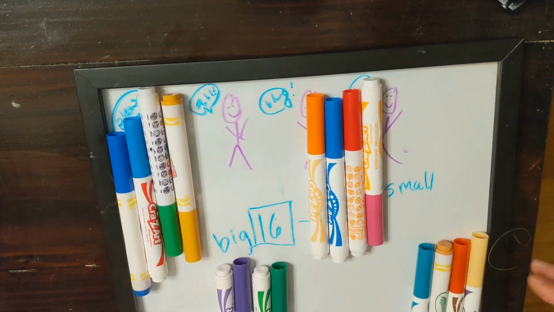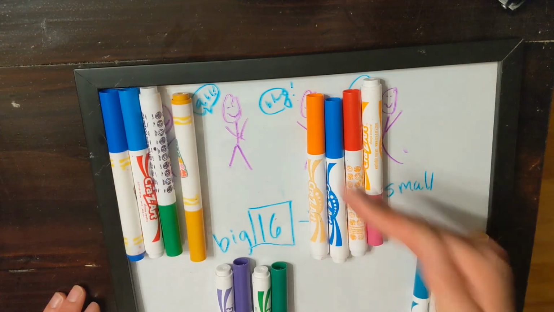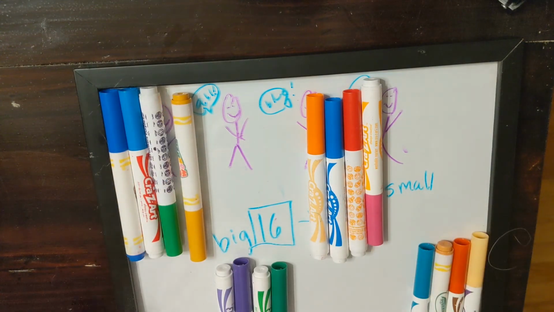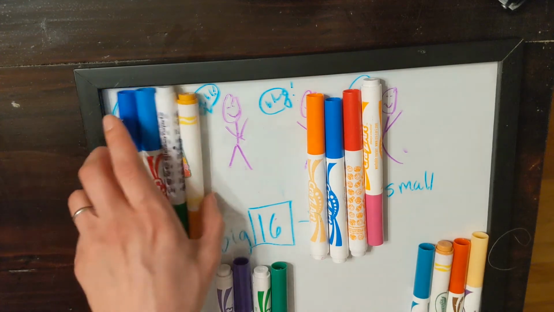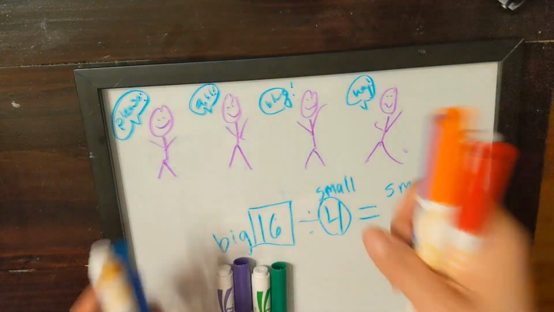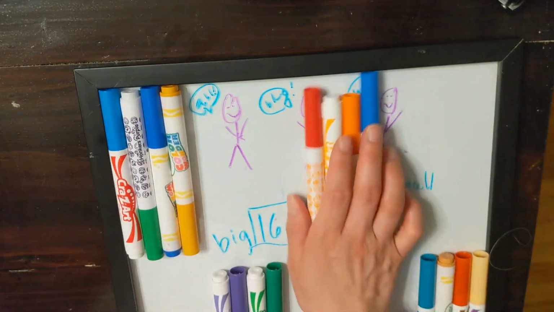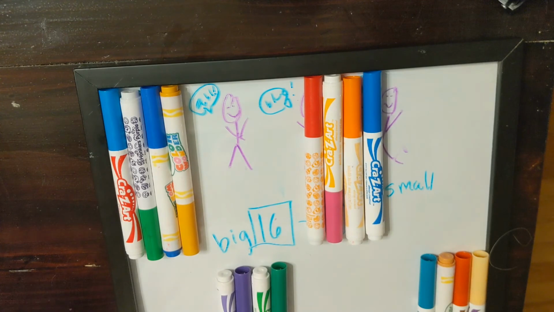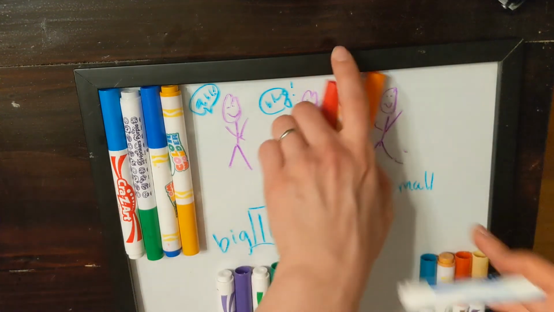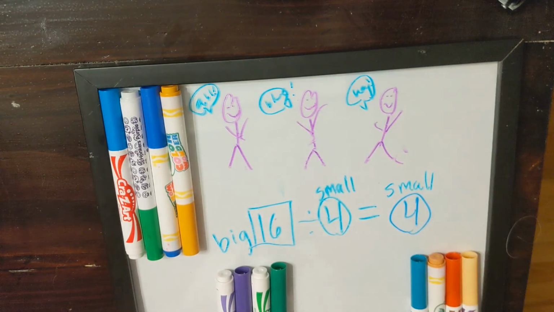So, as you can see on my board, I just divided my markers into four different groups. When I divided my markers into four different groups, so these are for one person, these are for my friend who says blue, these are for my friend who says, oh, I want all of them. How many markers does each friend have? Each friend has four markers. That's my answer.